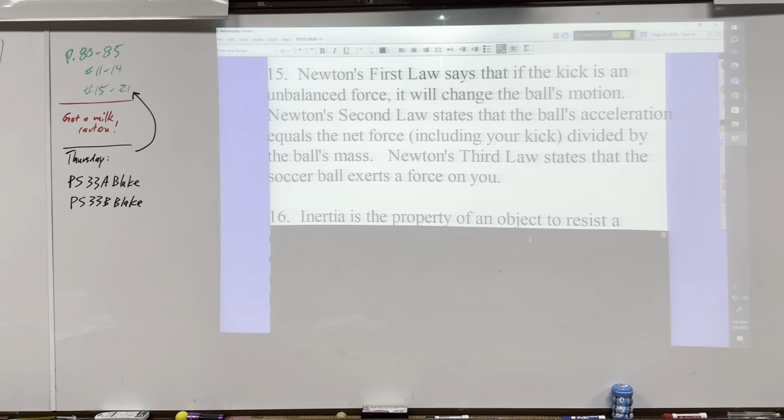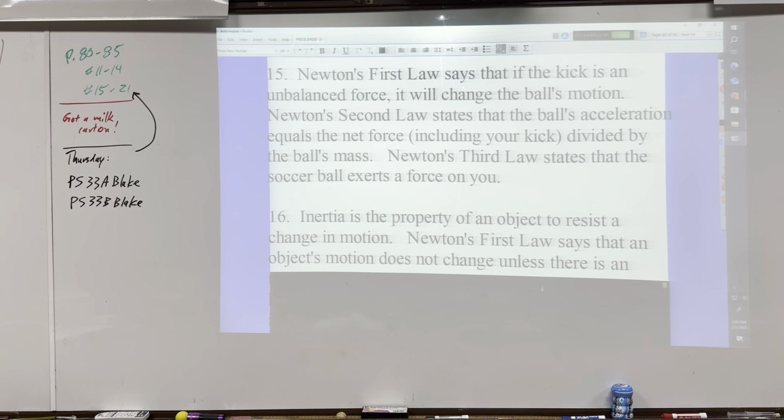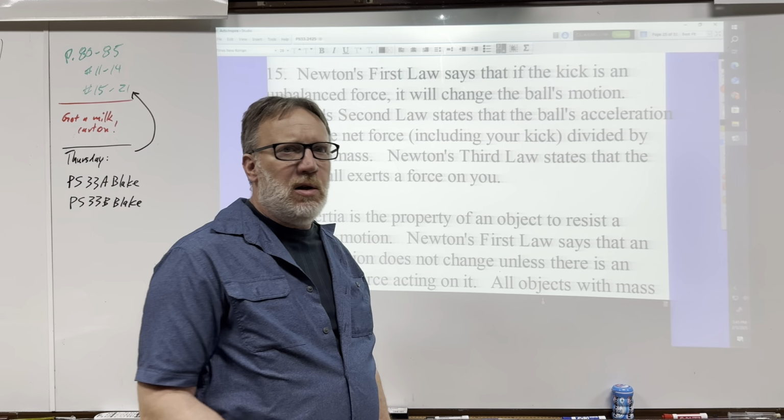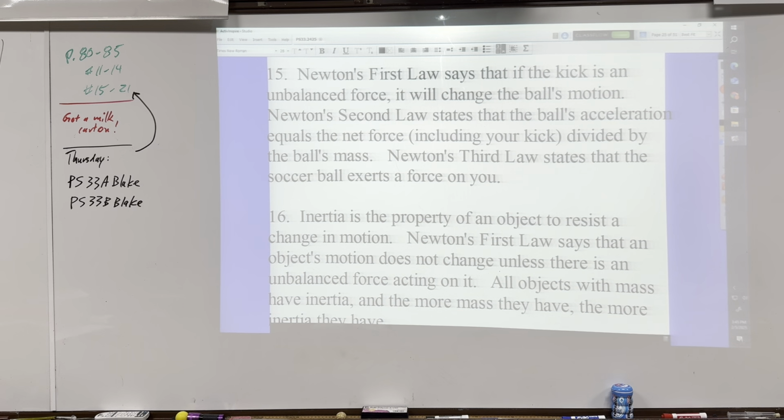So inertia is the property of an object to resist a change in motion. Newton's first law says that an object's motion does not change unless there's an unbalanced force. And the bigger that unbalanced force, by the way, the more it may change the motion. All objects with mass have inertia, and the more mass they have, the more inertia they have.